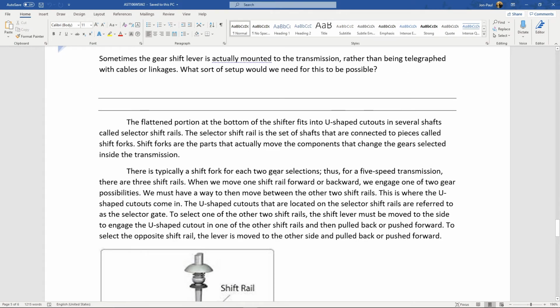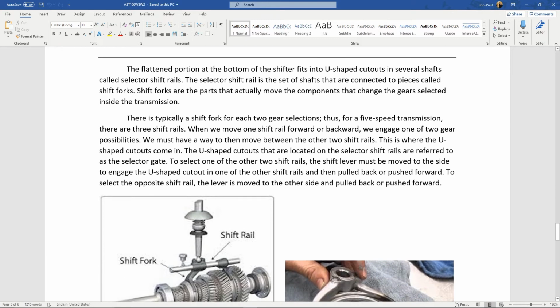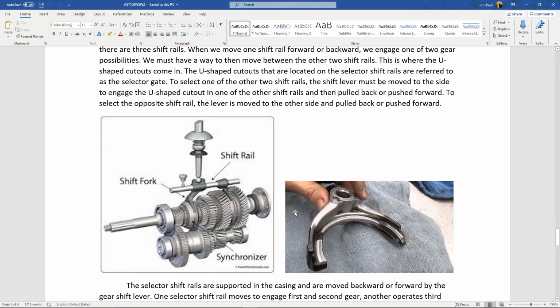So let's move forward. The flattened portion at the bottom of the shifter fits into the U-shaped cutouts in several shafts called shift rails. Check this out. If we've got 6 forward gears, there are 3 shift forks to slide the collar and the synchronizer onto gear set 1, gear set 2, gear set 3, and then this transmission is going to have reverse. So that means there will be 3 shift rails and 3 shift forks. Will they fail? Absolutely, especially if you bang through the gears real hard. The gear sets themselves shouldn't fail because they're splined together all the time, but this collar that slides back and forth with the synchronizers will wear out.